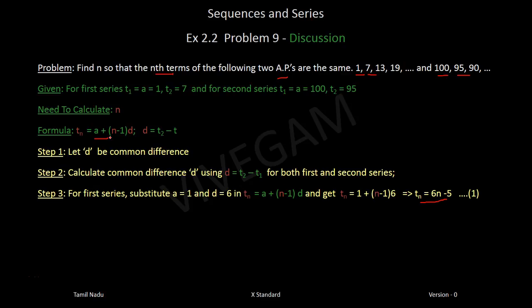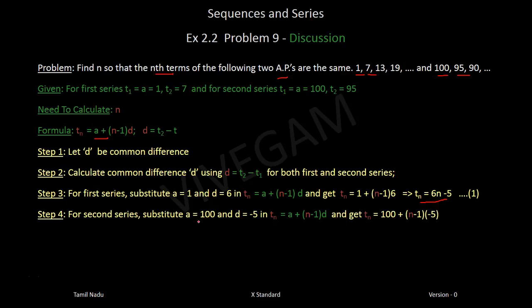Okay, it's the same as this formula, but the only thing we have done is substitute the value of A and D and simplify it. So the nth term of the first series is given by 6n minus 5. Okay, do the same. So if n equal to 10, you'll get the 10th term. If you put n equal to 20, 6 times 20 is 120, 120 minus 5, that will be 115. So the 20th term you'll be able to calculate. Okay, so that's what this expression is all about. Repeat the same for the second series.